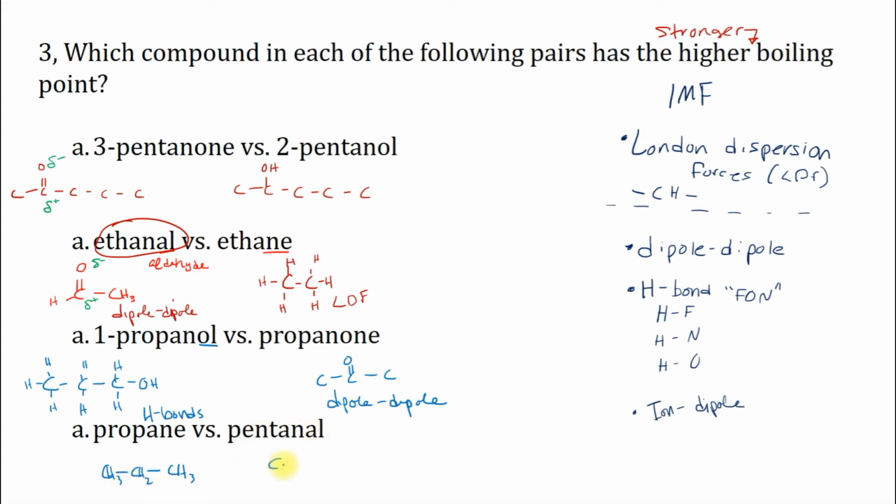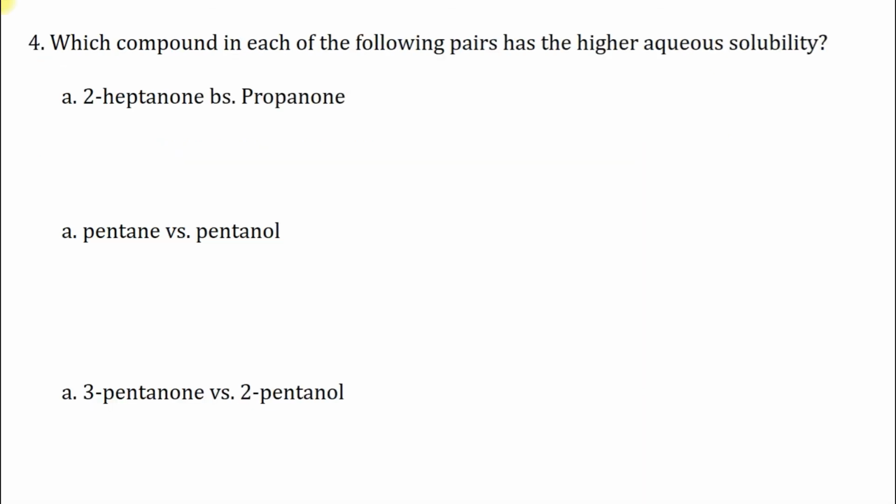Pentanal is going to be 5 carbons. So it's got more LDF in it because it has more carbons in the chain. And then the "al" means it's an aldehyde, so we're going to put that carbonyl on the end. So pentanal has more LDF, but more importantly, even stronger than that, is that this is a dipole-dipole as well, so that's going to have a higher boiling point. I probably could have anticipated that just because propane is a gas at room temperature, right? You use that for your gas grill.